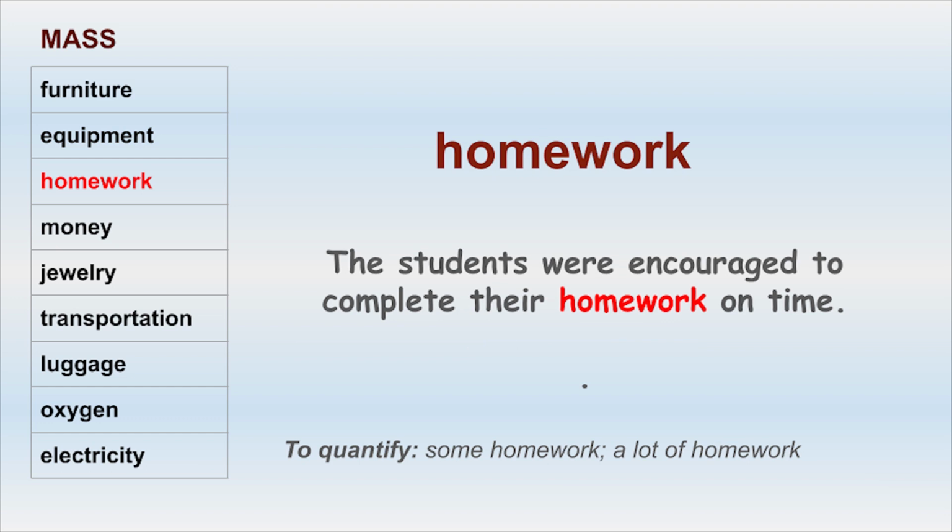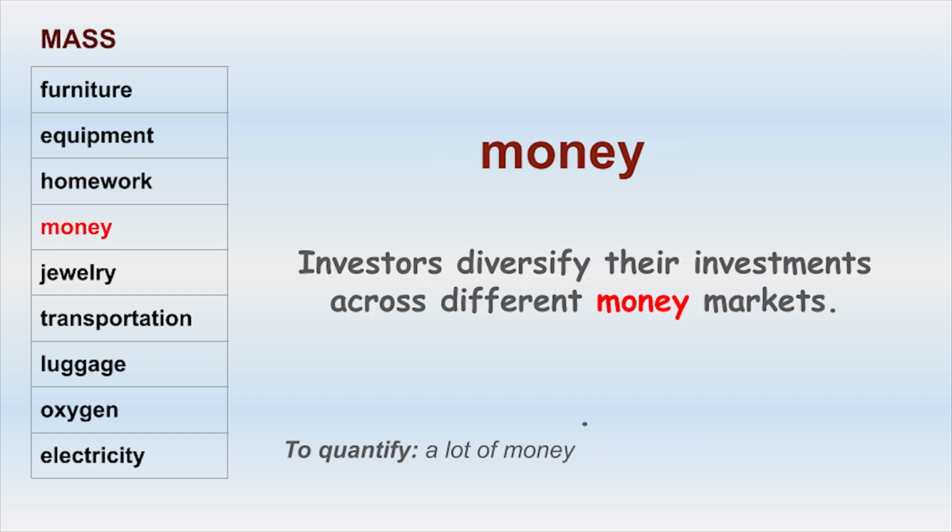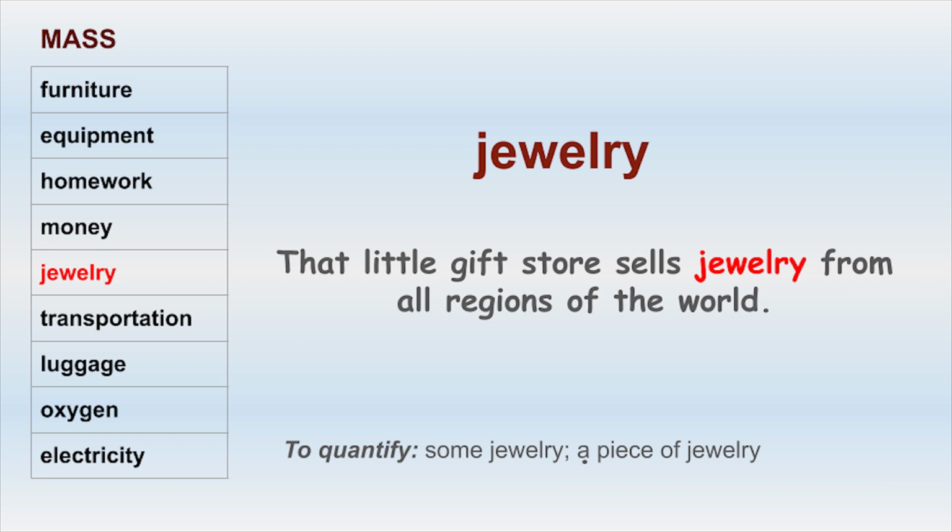Homework. The students were encouraged to complete their homework on time. Quantifiers may be some homework or a lot of homework. Money. Investors diversify their investments across different money markets. Quantifier, a lot of money. Jewelry. That little gift store sells jewelry from all regions of the world. Quantifier may be some jewelry or a piece of jewelry.